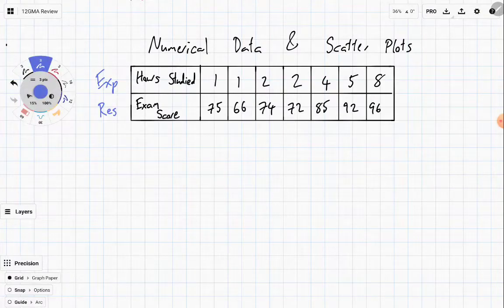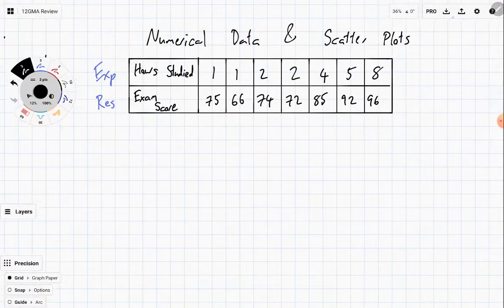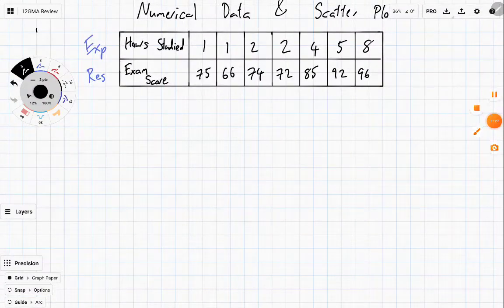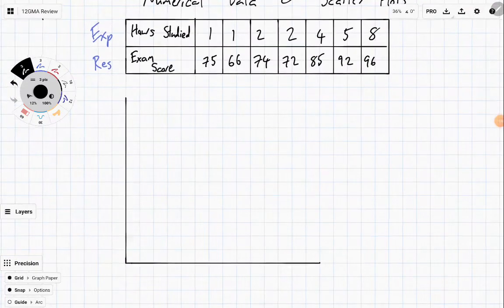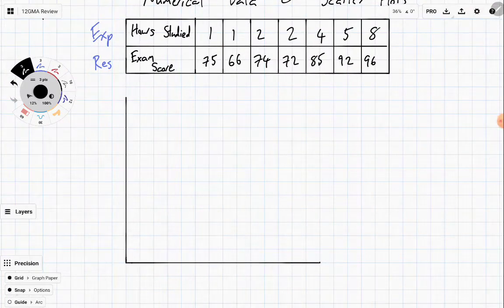Now, since the explanatory variable is hours studied, that's going down on the bottom down here on the x-axis. So explanatory variable always goes on the x or the horizontal. Alrighty, so hours studied.